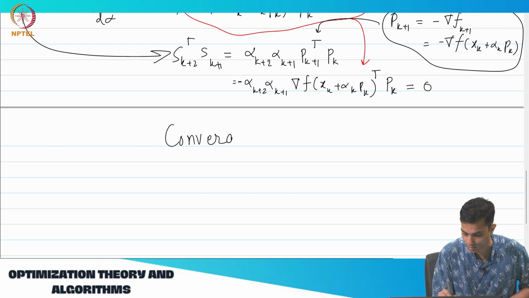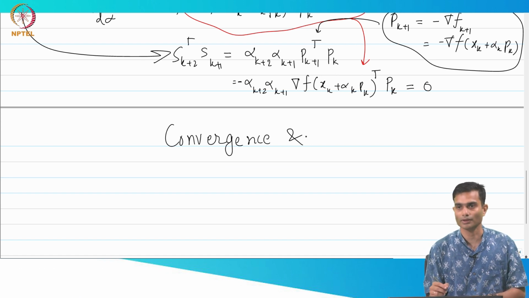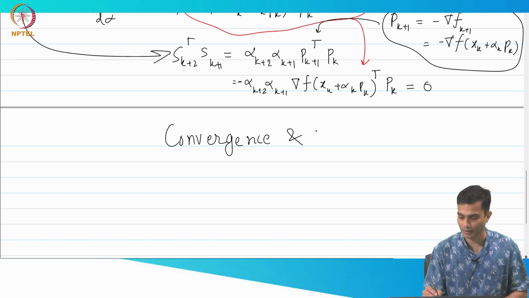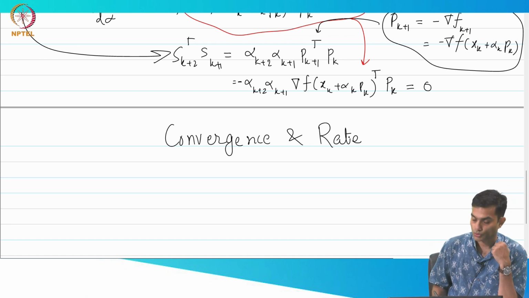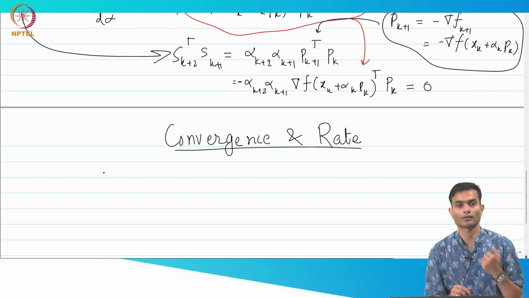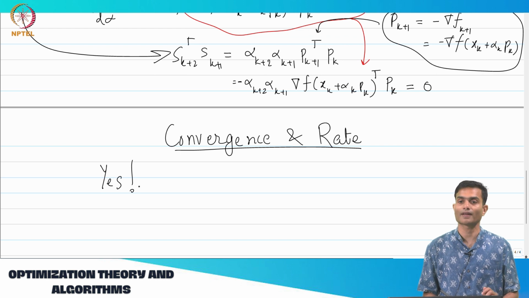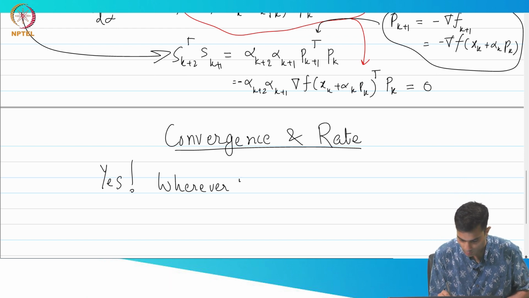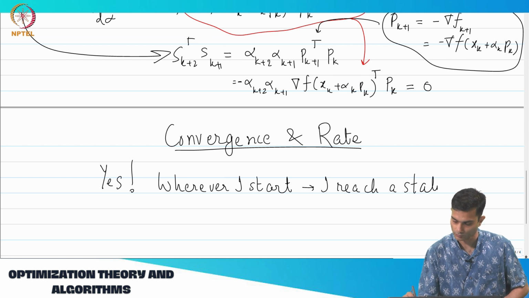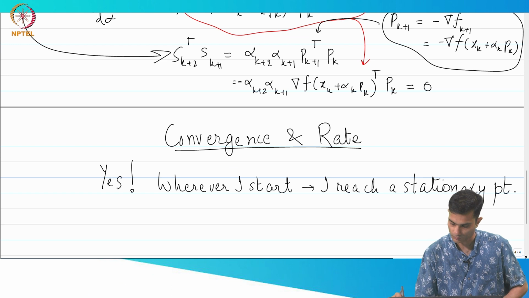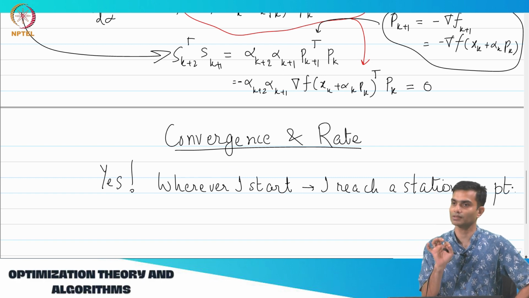Two questions: convergence, and the convergence is kind of, does it converge, yes or no? If it converges, that means a solution exists. The second is rate. At what rate do I converge? So the good news is that yes, there is convergence, in the sense that wherever I start, let us write that down, I reach a stationary point. In other words, wherever I start, I will reach the nearest local minima.